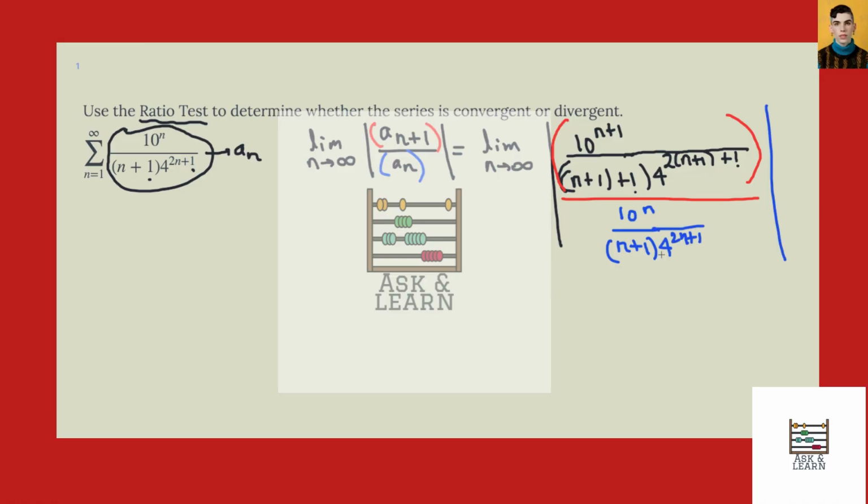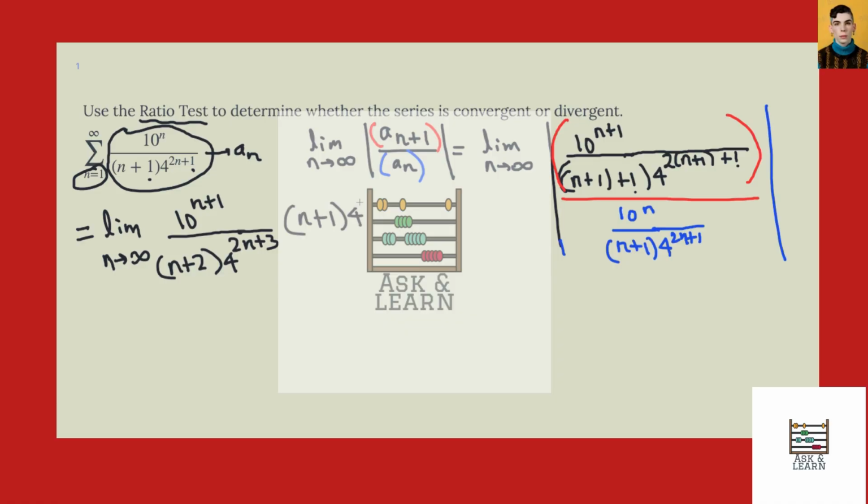So before we cancel, let's just go ahead and rewrite this. We'll flip the blue fraction and then we'll just multiply it to the numerator. And you can see here that all the terms are positive because n is bigger than or equal to 1, so you can drop the absolute values here. Then go ahead and simplify those exponents. And now we'll start canceling what we can.